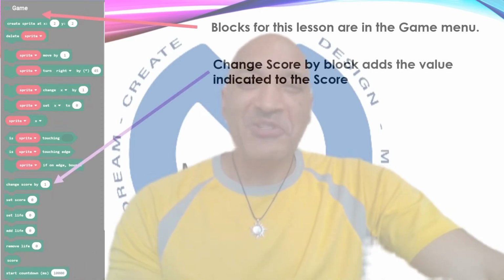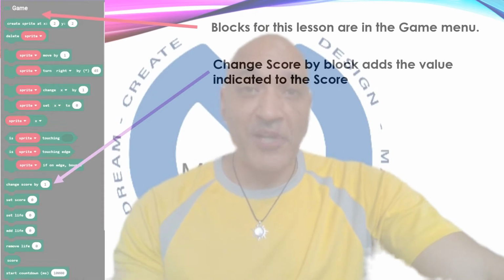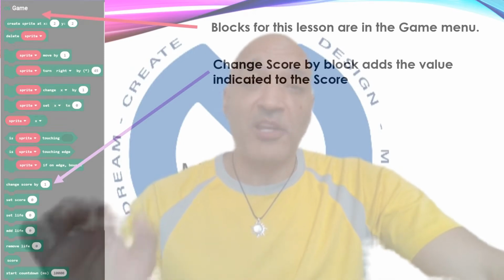The change score block will change the score by the value we put in the little space there. So if you put 1, every time it's activated, we add 1 to the score. We could put in 10, 20, 100, a million. Any number you want can be put in that block.